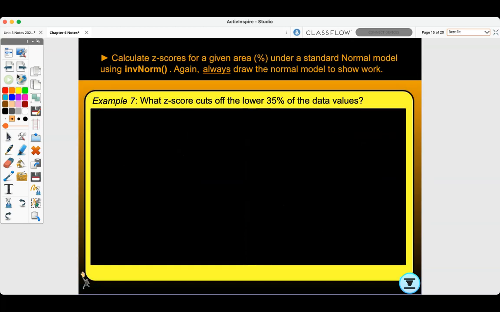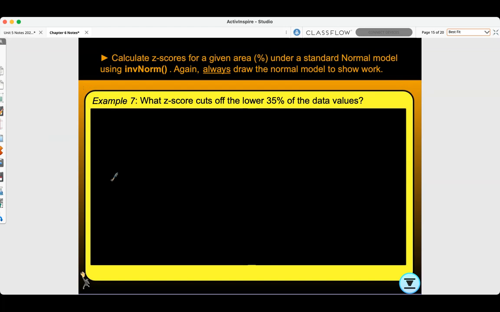Let's look at example 7. We're going to calculate the z-score for a given area under the standard normal model. Use an inverse norm. So again, that is in the distribution key. Again, always draw the normal model to show your work. Okay, so example 7, what z-score cuts off the lower 35% of the data values?